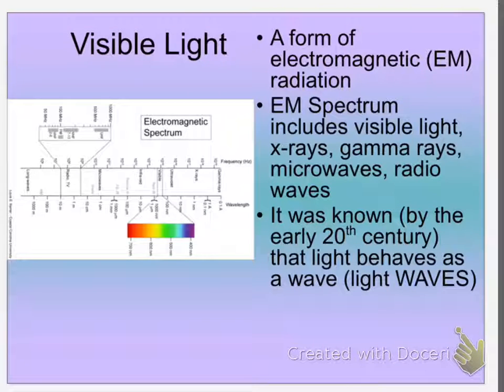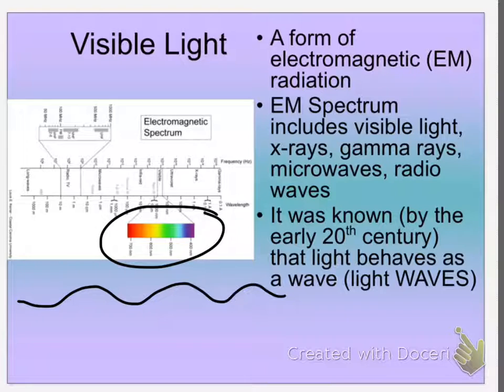So, light, visible light, you've seen it, you're seeing it right now. It's actually a form of electromagnetic radiation, and the electromagnetic spectrum includes everything from gamma rays and microwaves to radio waves, X-rays, and the visible light that you and I use to see. As early as the early 20th century, it was known that light behaved as a wave. Yeah, these are light waves.